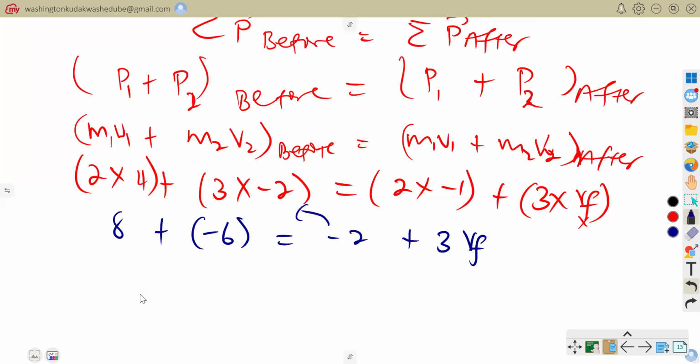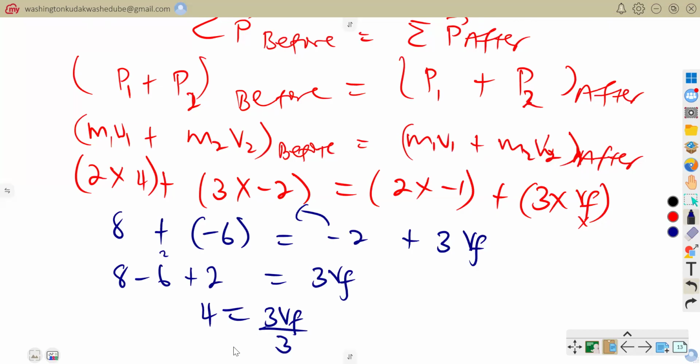I will transpose this to the other side. And then 8 minus 6, I will say 8 minus 6. And this one becomes a positive when it comes this side, plus 2, is equal to 3 VF. 8 minus 6 is 2. 2 plus 2 becomes 4. So 4 is equal to 3 VF. And then I divide by 3, I divide by 3.